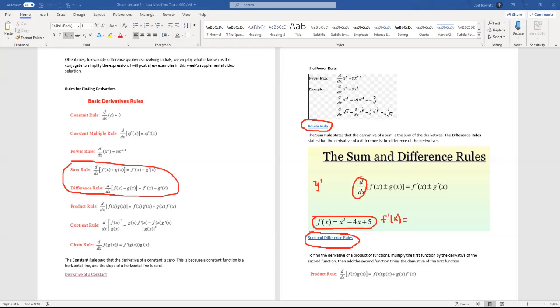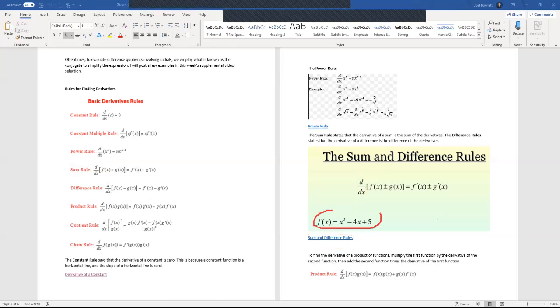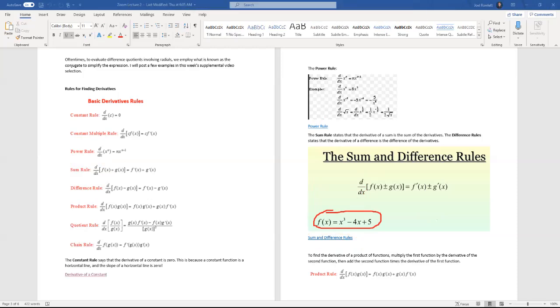So let's take the derivative of the function. Looking at x cubed using the power rule, I'm just going to say that the derivative of that term is 3x squared. Then I have to subtract the derivative of 4x. The derivative of 4x is going to be 4 using the power rule. And then, of course, the derivative of a constant is 0. So the derivative of x cubed minus 4x plus 5 is actually 3x squared minus 4. So we took the derivative of a cubic and we ended up getting a quadratic.